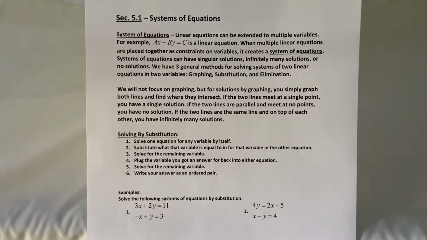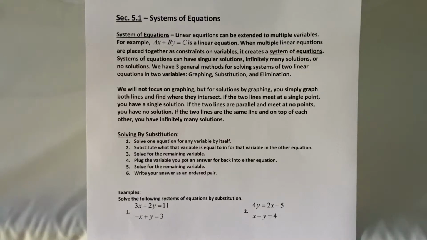Okay, so the beginning of chapter 5 is also going to be on test 3. It starts with systems of equations. Now, systems of equations are linear equations extended to multiple variables. Ax plus by equals c is a linear equation, and if you have multiples of these, it creates constraints on variables, which creates a system of potential equations.